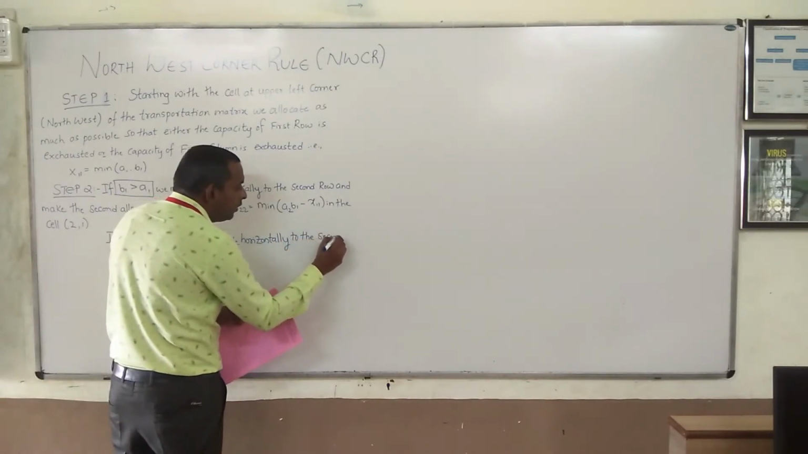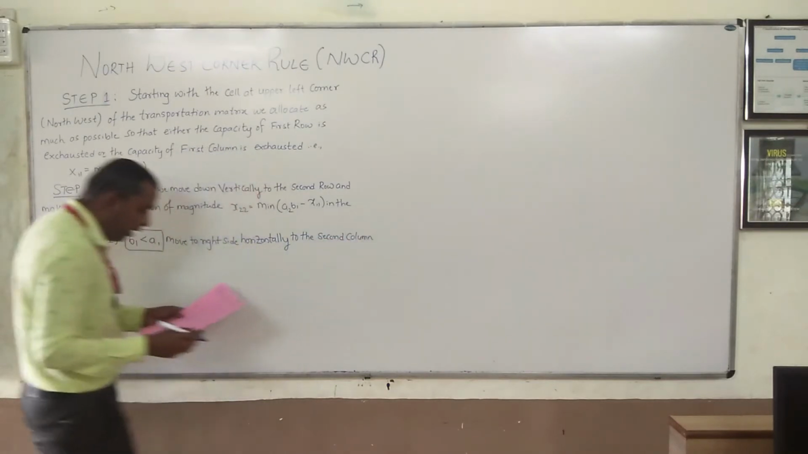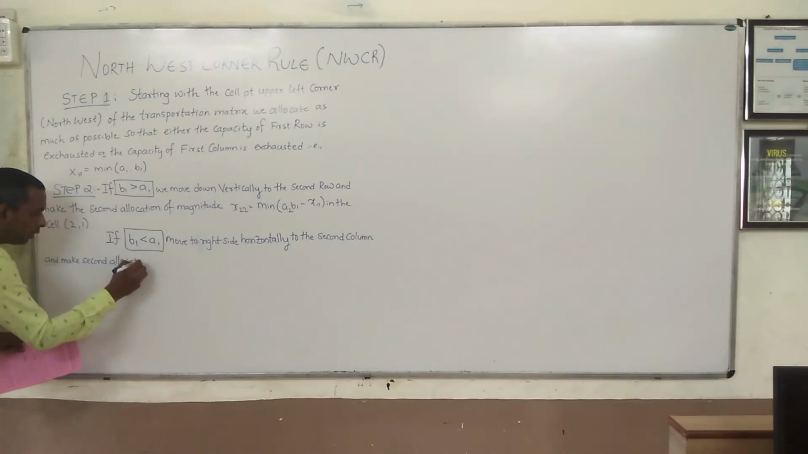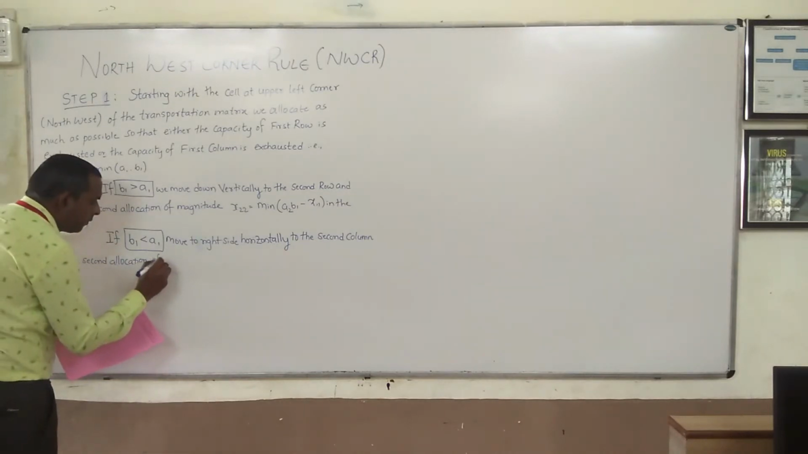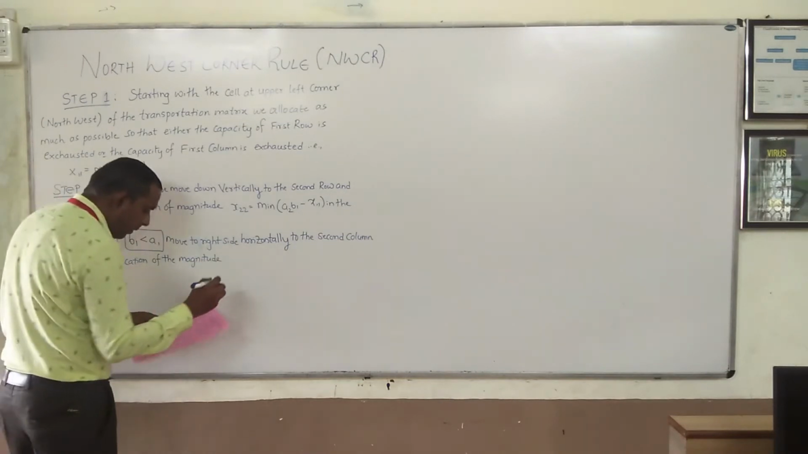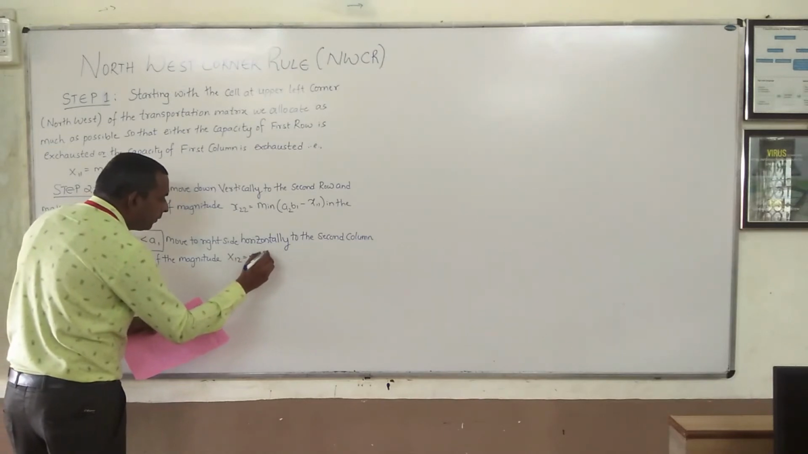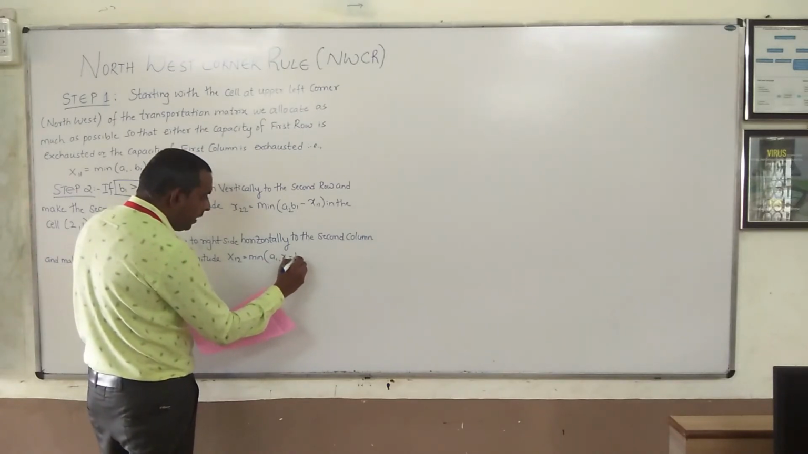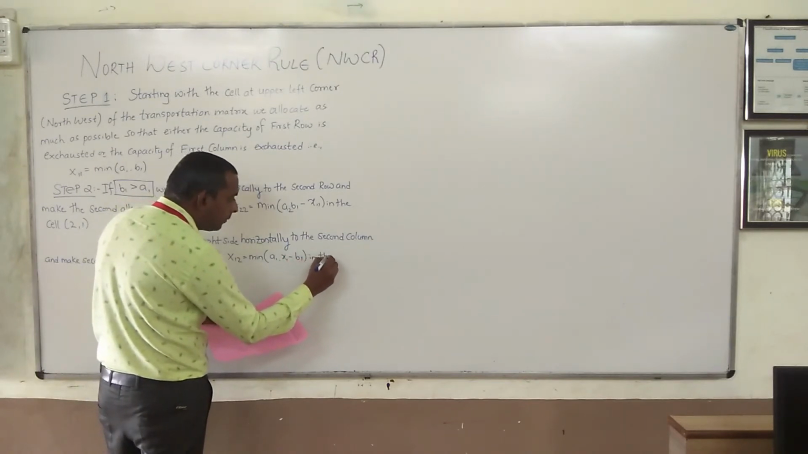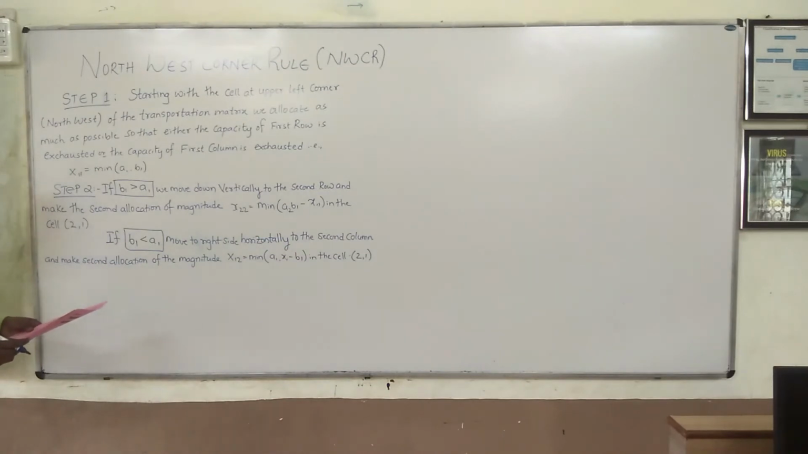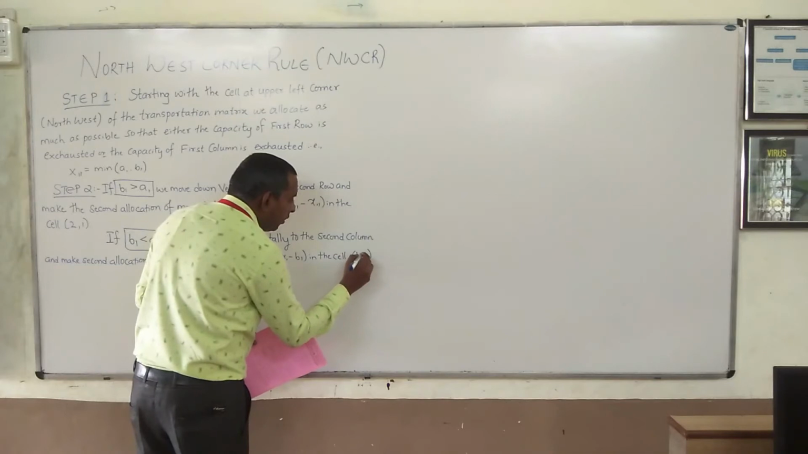To the second column and make the second allocation of the magnitude, that is X12 is equal to the minimum of A1 comma B1 minus X11 in the cell 1 comma 2. In the cell it is 1 comma 2.